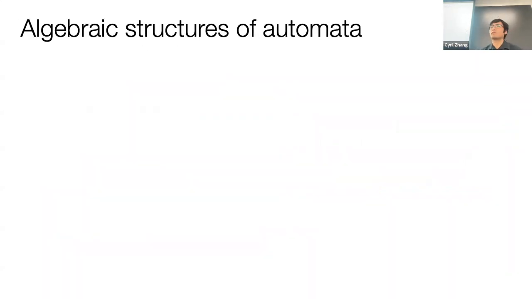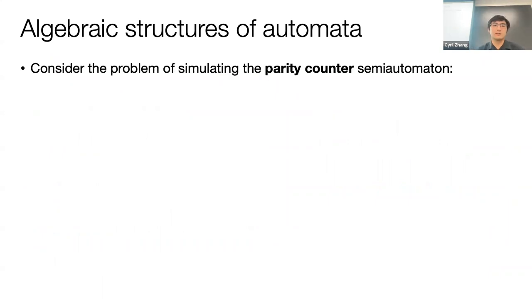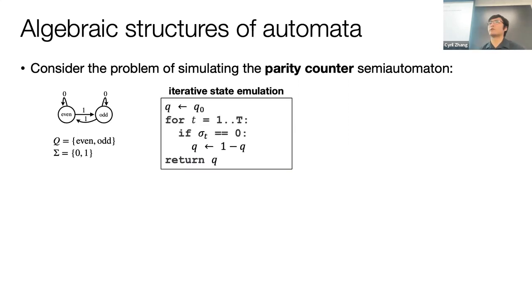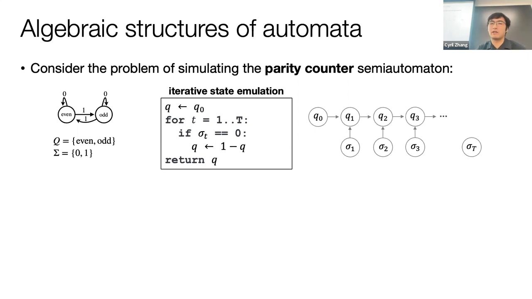Okay, so now let's jump into a simple motivating example. Consider the problem of simulating the first semi-automaton that I introduced, which is the parity counter, this two-state machine. Obviously, just given the definition of the transitions, we can turn that into code, into a straightforward simulation protocol: given the initial state and all the inputs, sequentially infer the states using the stepwise transition function.